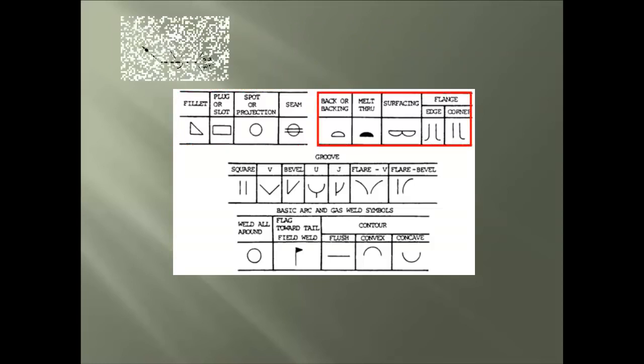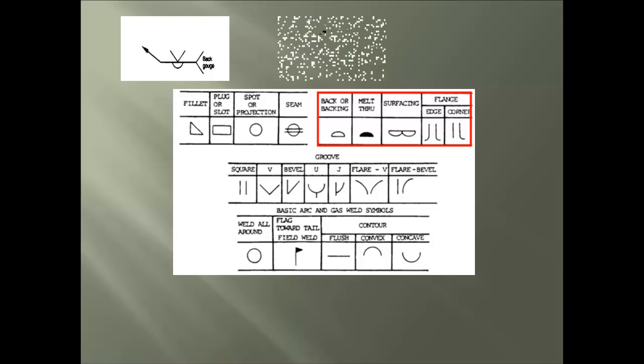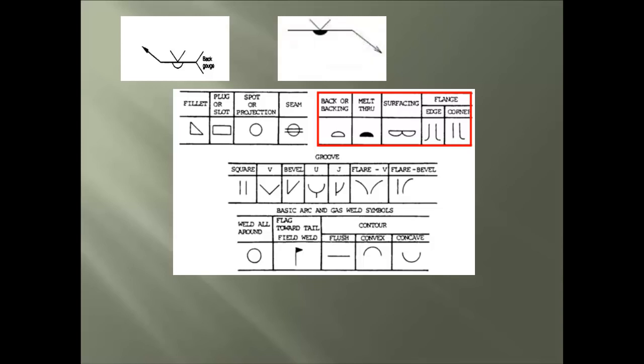We move to the second group of symbols, and the back or backing is shown, which is used at times as a backup bar. Now is the melt-through, which is used on industries like food processing or pressure pipe assemblies. Here is the surfacing, which is used to build a protection on things such as dirt moving equipment buckets or blades.